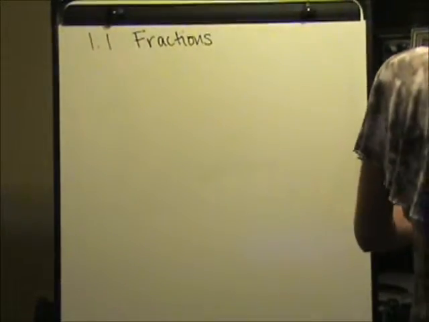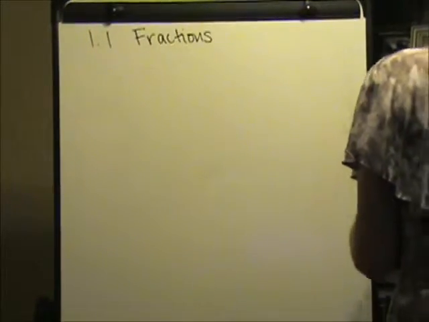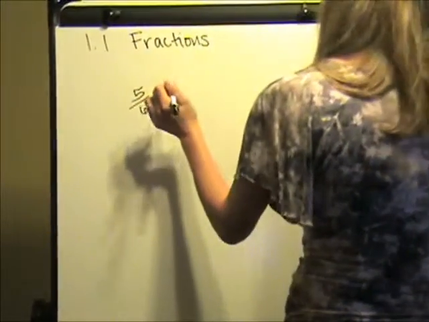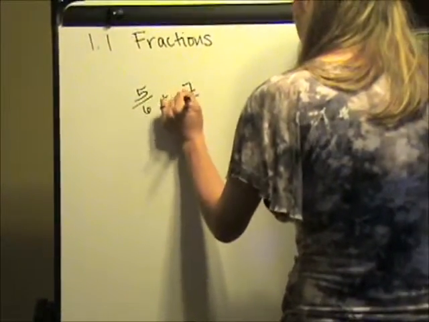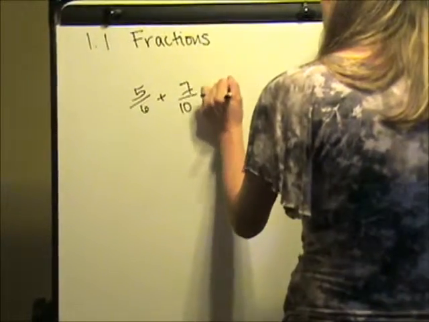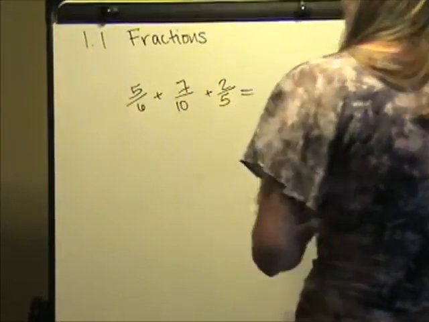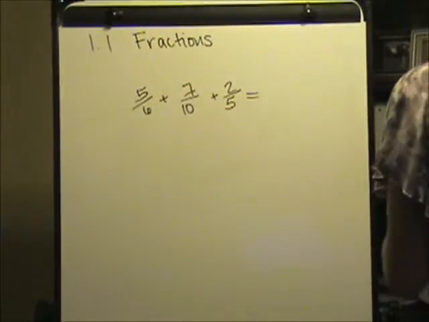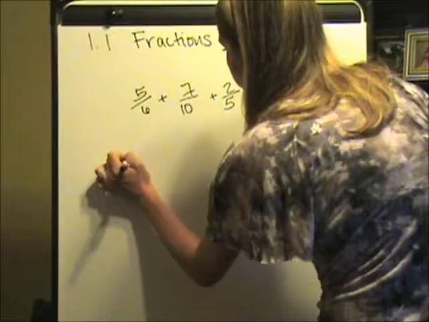Okay, let's look at number 6. Complete the following operations. 5 over 6 plus 7 over 10 plus 2 over 5. So the first thing we have to do is find a common denominator, something that goes into all of these. In this case, it's going to be 30.